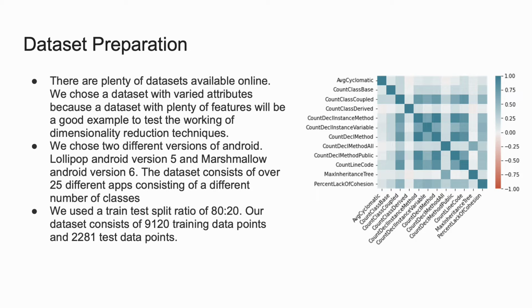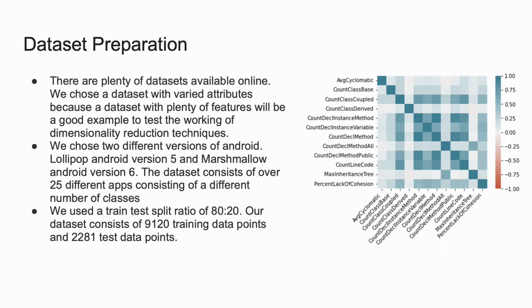So we can talk about the dataset that we have used. There are plenty of datasets present online, but we have chosen a dataset that has various attributes. The more the features and factors, the better we could judge how dimensionality reduction is helping to work with more dimensions and factors. Hence, we have chosen two different versions of Android, Lollipop, Android version 5, and Marshmallow, Android version 6. The dataset consists of over 25 different apps consisting of different numbers of classes and factors that could affect the software reliability.